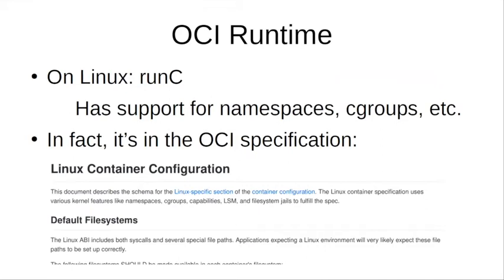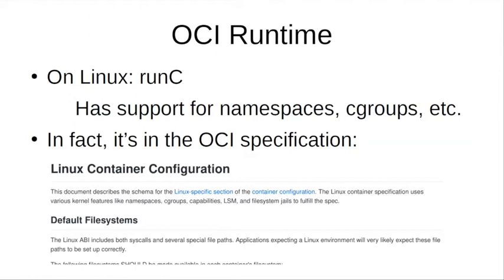So first on Linux, what do they have? They have a program called runc, made by the people at Docker. So this is just a program that is compatible, fully compliant with the OCI runtime spec. And it's got support for Linux specific things too, like namespaces and cgroups. And the reason for that is actually because those things are in the OCI specification.